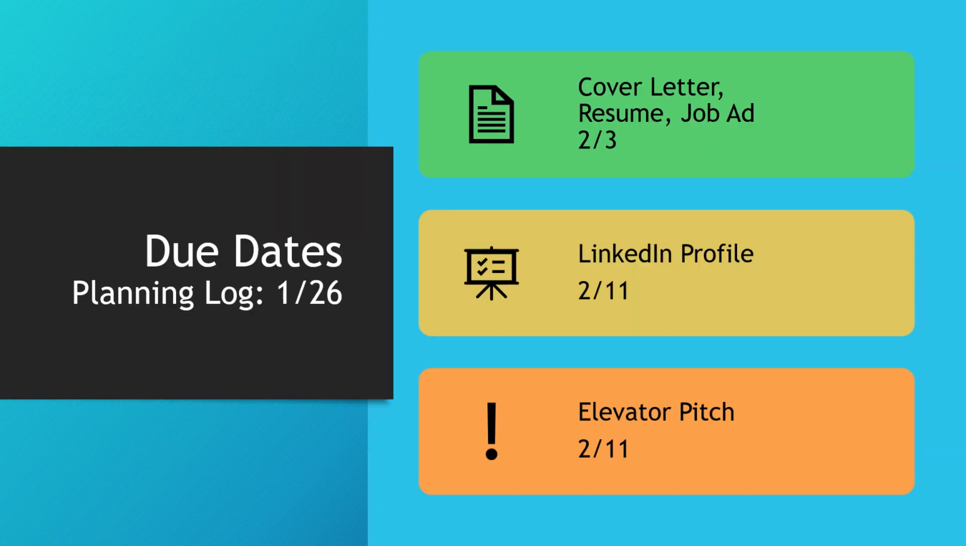Okay, so the due dates. We have the planning log coming up this Friday, which is the 26th, and then the first chunk of the unit, the cover letter and the resume, are due on February 3rd. Make sure that you are submitting the job ad, ideally with your planning log. That's not going to be a link because those expire. It's going to be a screenshot, or you can copy and paste the content from the job ad onto a document. So all of that is February 3rd, and then the second chunk of the unit, which is the LinkedIn profile and your elevator pitch, are due a week later on February 11th.